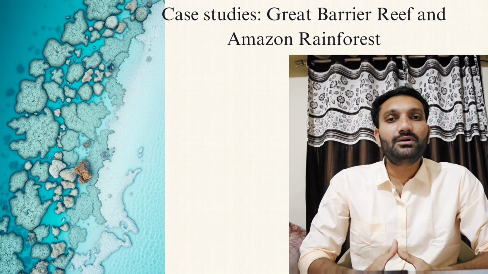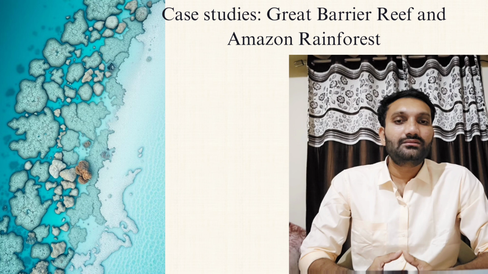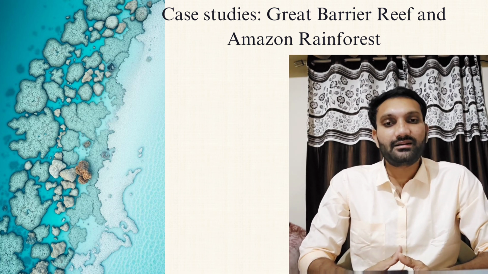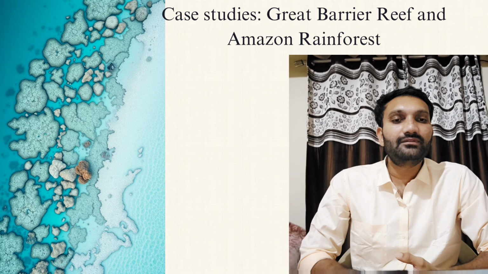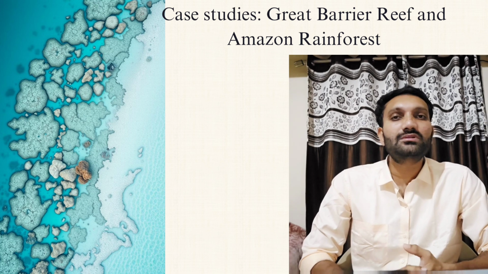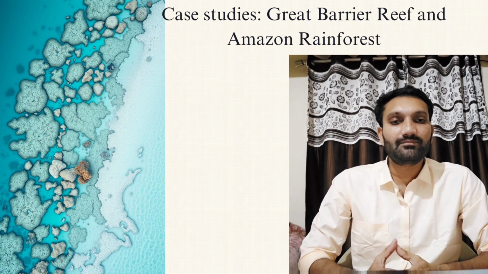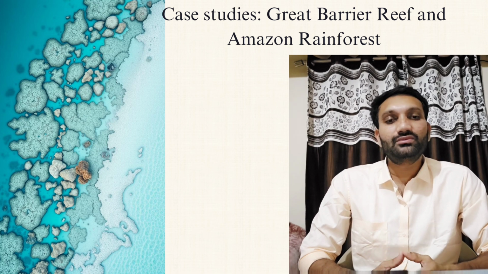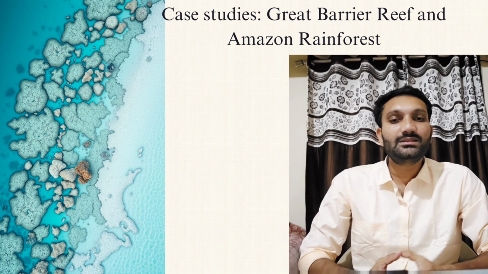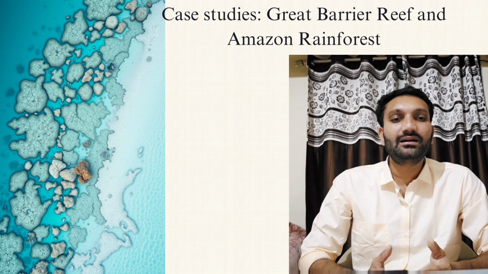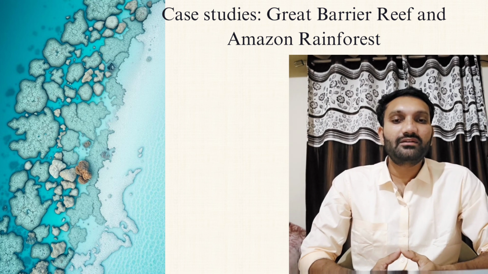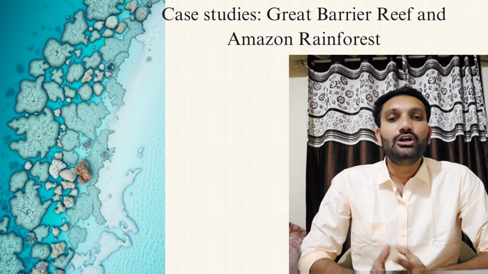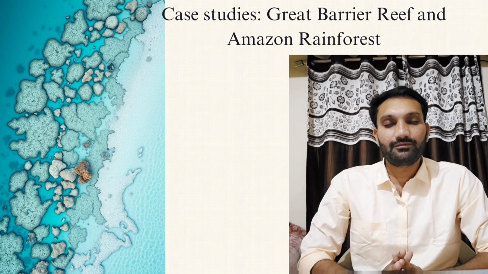While talking about case studies, I will put forth the example of the Great Barrier Reef. The Great Barrier Reef is one of the world's largest and most diverse coral reef systems, and has experienced significant coral bleaching due to rising ocean temperatures. This bleaching has resulted in widespread damage to the reef, affecting the livelihood of many people and the health of the ecosystem.